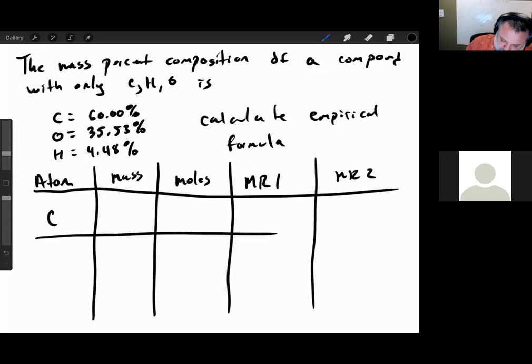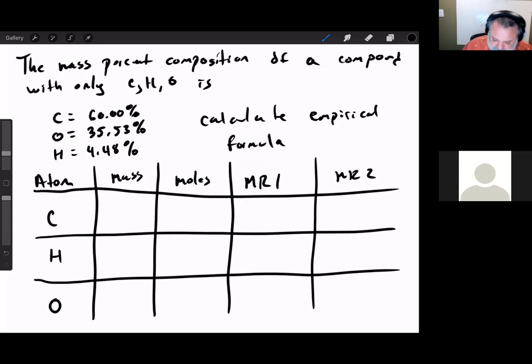So what are my atoms? Carbon, hydrogen, and oxygen. Okay, what are the masses? Uh-oh. 60 million? 60? What? Why 60 for carbon? These are percentages.